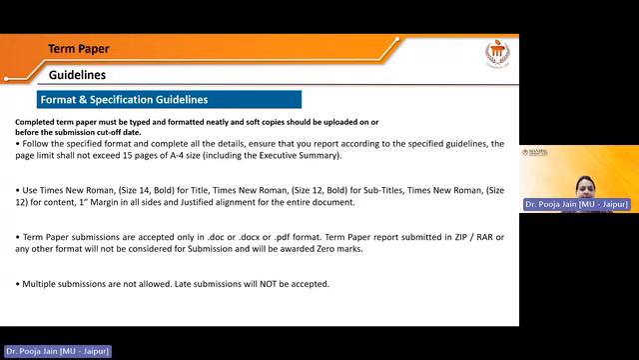Okay. So in this slide, what guidelines will you have to follow? Number one, your term paper should be 15 pages in total, not exceeding 15 pages, including the executive summary. The paper size should be A4. Use Times New Roman for the heading and the subheading. For the heading, the size is 14, and for the subheading, the size is 12, and both will be in bold.